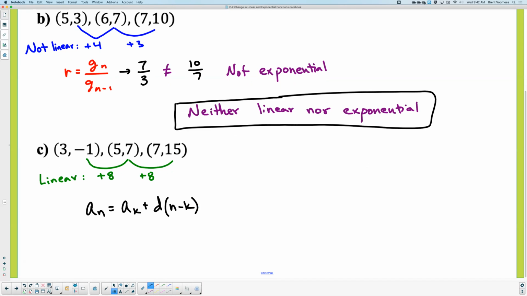Okay, and as I was saying, since we know what the common difference is, what is our common difference? 8. So you just plug in. We just need to plug in 1 point. So y'all okay with plugging in the very first point? Yeah. So we're going to say this is K and this is AK, and we'll plug that in. So we'll have AN equals, what is AK? -1 plus, what's our D? 8 times N minus, what's our K? 3.